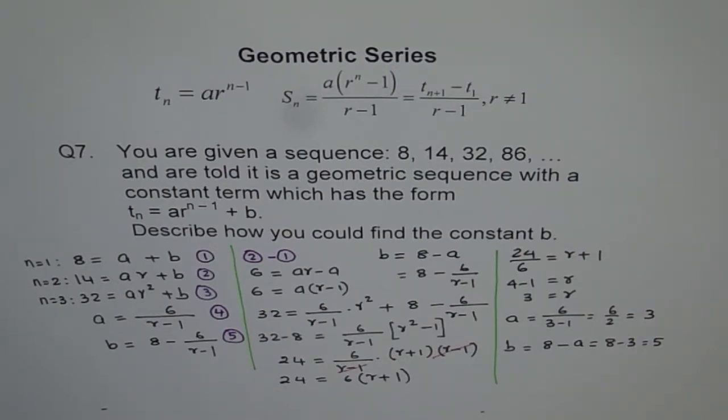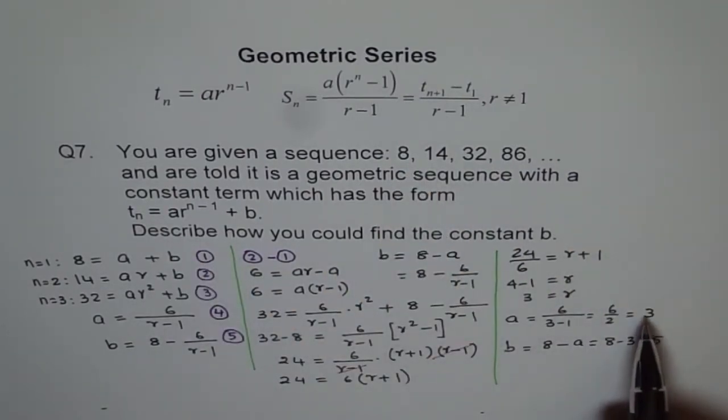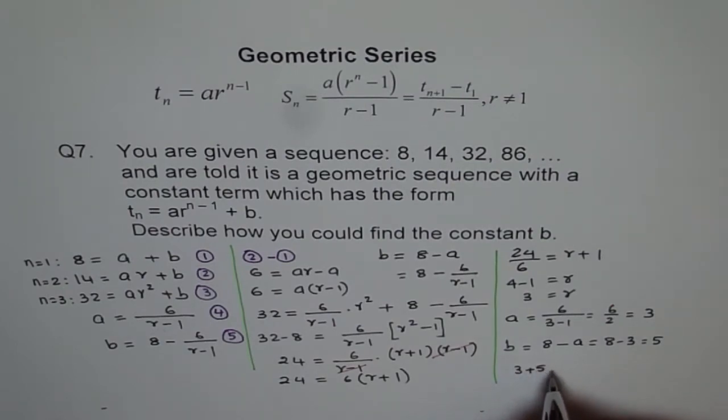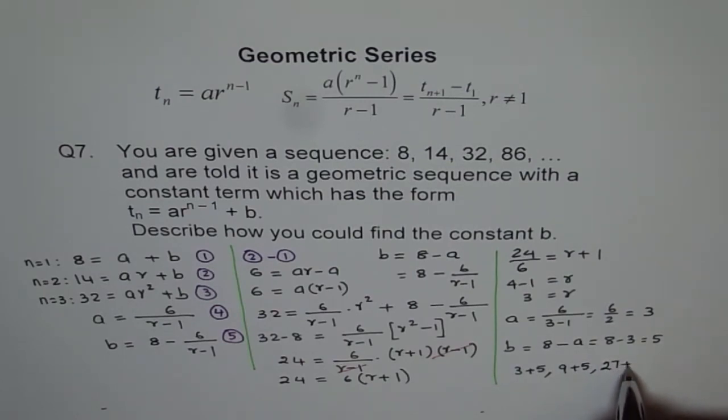You can check the equation, whether it works or not. So the first term will be 3 plus 5. Do you see that? Let me write that term here, 8 as 3 plus 5, right? Then the next term: R is what for us? 3. So 3 times 3 is 9. So you get 9 plus 5. Now 3 times 9 is 27. So you get 27 plus 5, and so on. Do you see that? So that is how we get our series and we get the values for our A and B.